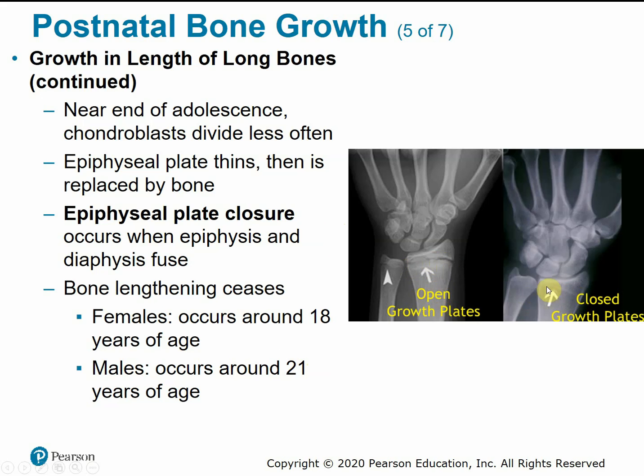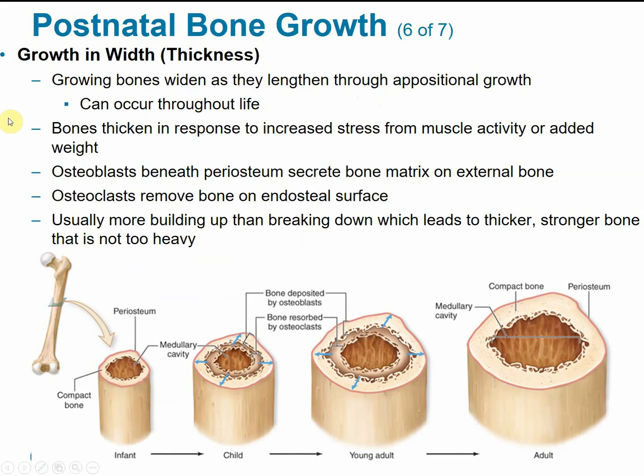It's all been ossified into bone, and sometimes referred to as a scar. So it's just a pale white line where that cartilage used to be. So this plate closure happens around adulthood, so around 18 years of age in females, 21 years of age in males. Bones can also grow in width or thickness.